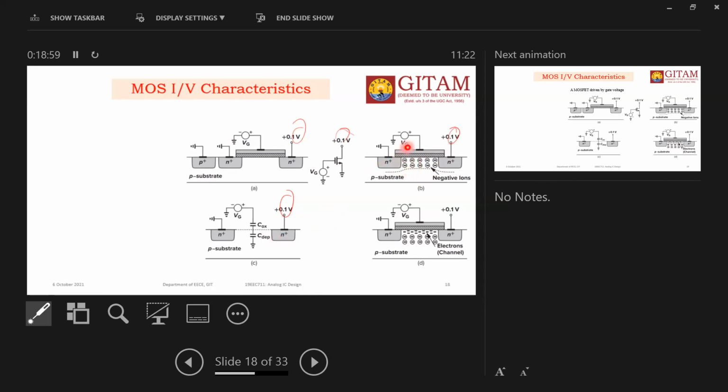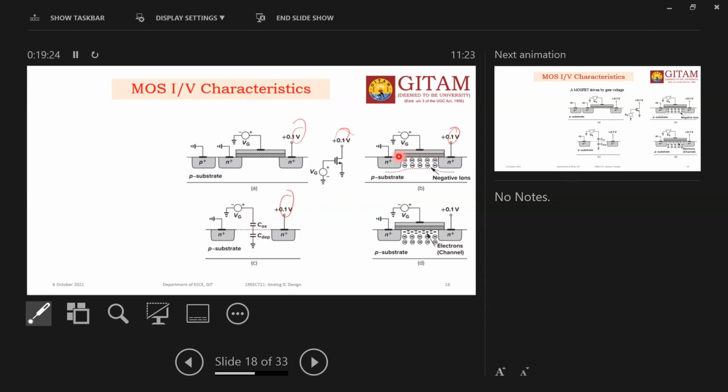This is the picture. This is the polysilicon and this is the silicon dioxide interface. This is acting as one plate and this is acting as another plate, with the silicon dioxide between them. They are separated by the dielectric material, so it acts as one capacitance, C_OX, the oxide capacitance.